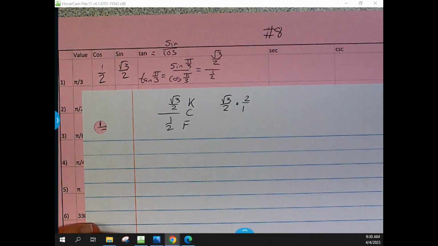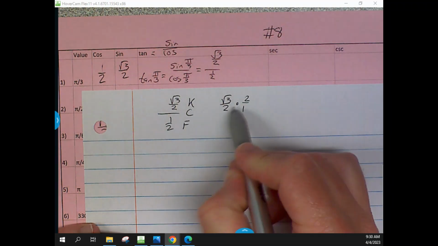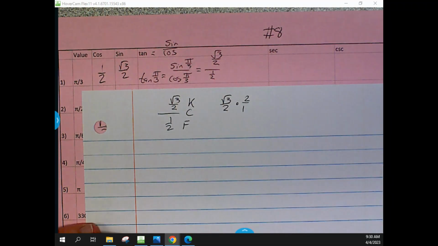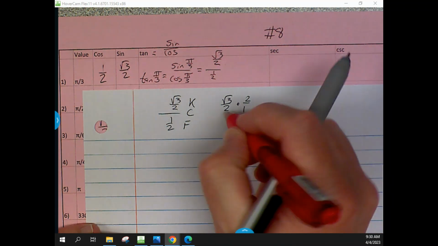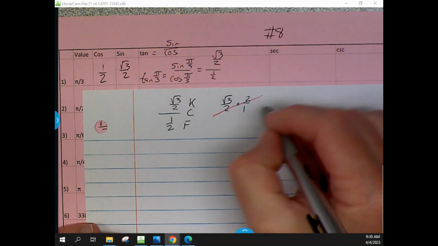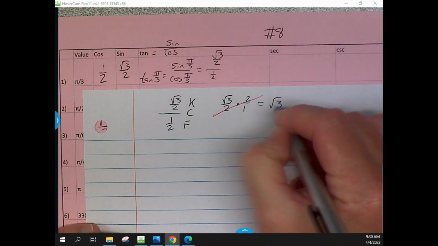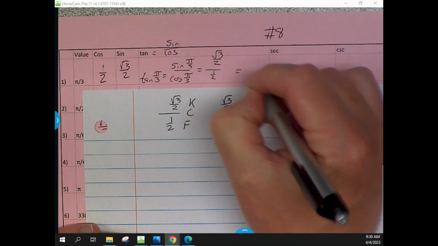Okay. So if we keep it, change it, flip it, we've got square root of 3 over 2 times 2 over 1. The great thing about that is what happened to the 2's? They cancel each other out. They're gone. It's square root of 3 over 1, which is just square root of 3.